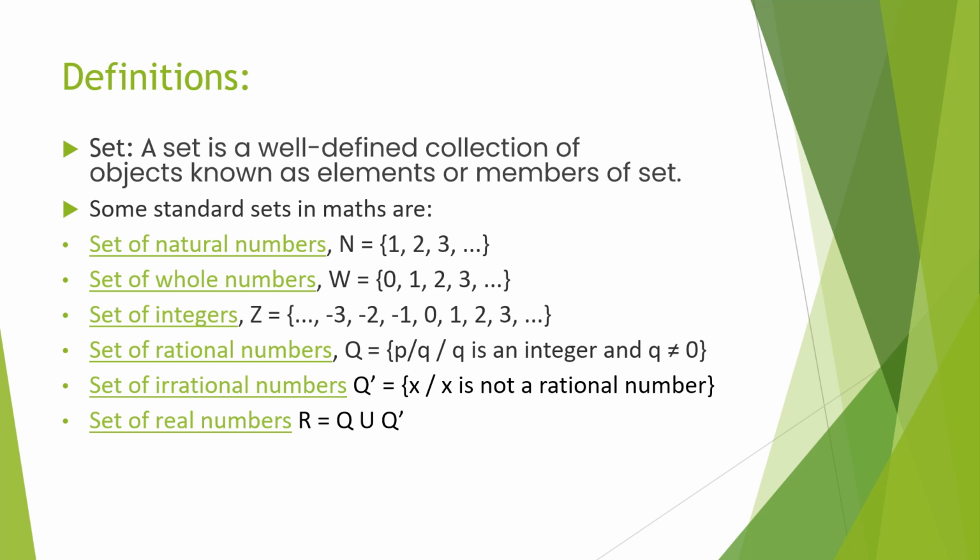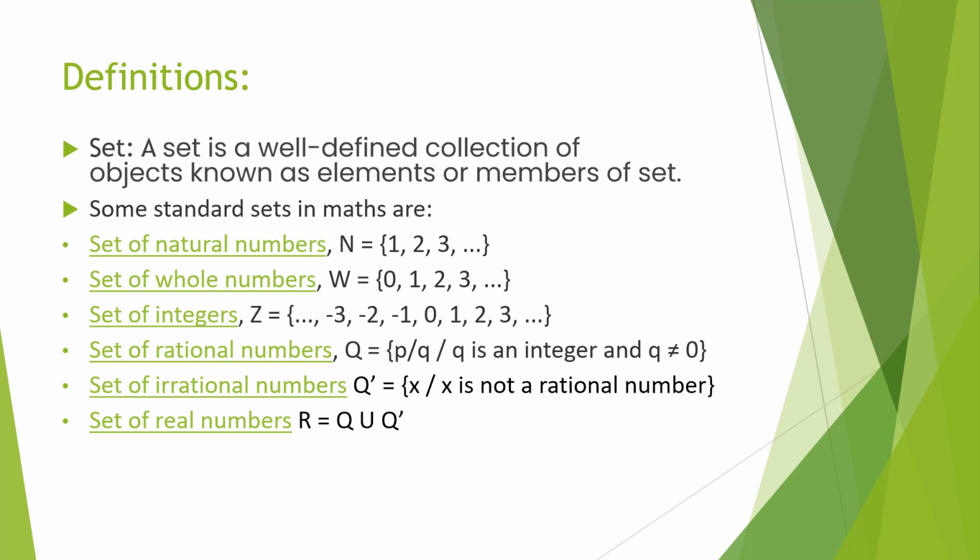Now some standard sets in maths are very useful, so remember them. Set of natural numbers, which is 1, 2, 3 and so on, is denoted by N. Set of whole numbers, W. It is 0 and the natural numbers, meaning 0, 1, 2, 3, 4 and so on. Set of integers: minus 3, minus 2, minus 1, 0, 1, 2, 3. So it is negative numbers and whole numbers.